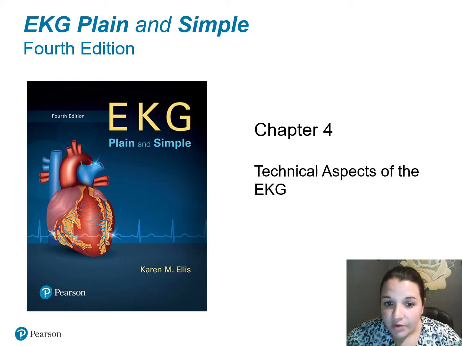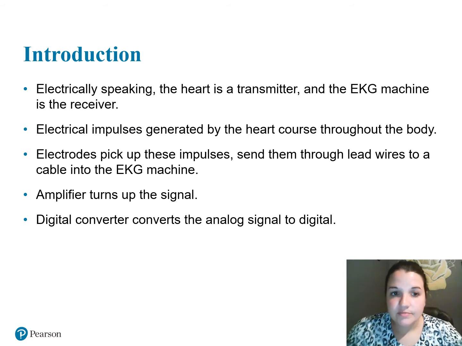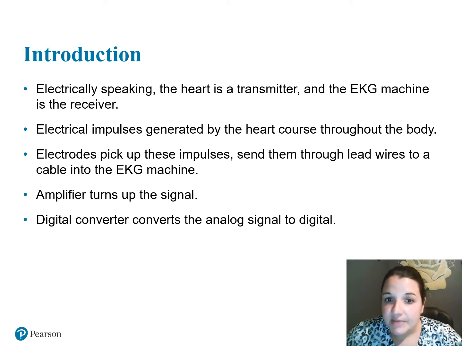But Chapter 4, we're going to focus more on artifacts. We talked about it in Chapter 3, how an artifact is something that is not real, is a false reading. And we're going to talk about the machine now that you know how to place the electrodes and the leads. So electrically speaking, the heart is a transmitter and the EKG is the machine, is the receiver.